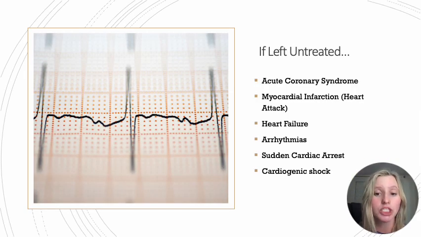Now, if left untreated, an acute coronary syndrome can happen, which I will go into more detail in the next slide. An MI can happen when blood clots completely block the coronary artery, which leads to a damaged heart. Our heart failure, obviously our heart weakens and can't pump blood effectively. It can create arrhythmias, which is irregular heartbeats, and a cardiac arrest, which is complete loss of heart function.